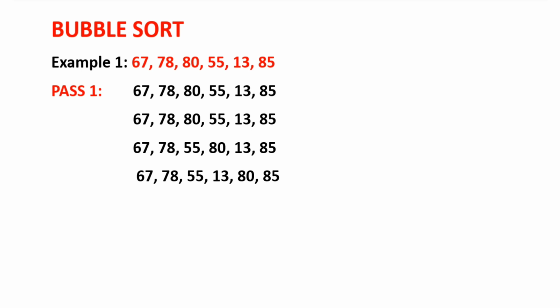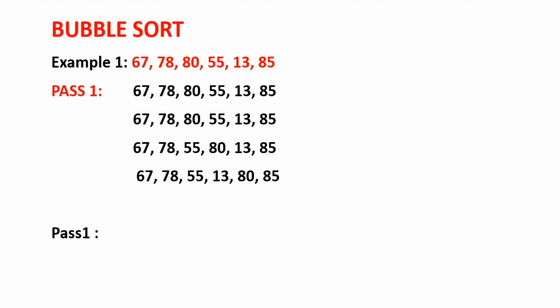Next, I need to compare the next adjacent elements, 80 and 85. Is 80 greater than 85? No. No need to swap. This is the end of pass 1. The largest number, 85, is in its correct position. The current list is 67, 78, 55, 13, 80 and 85. This is pass 1.